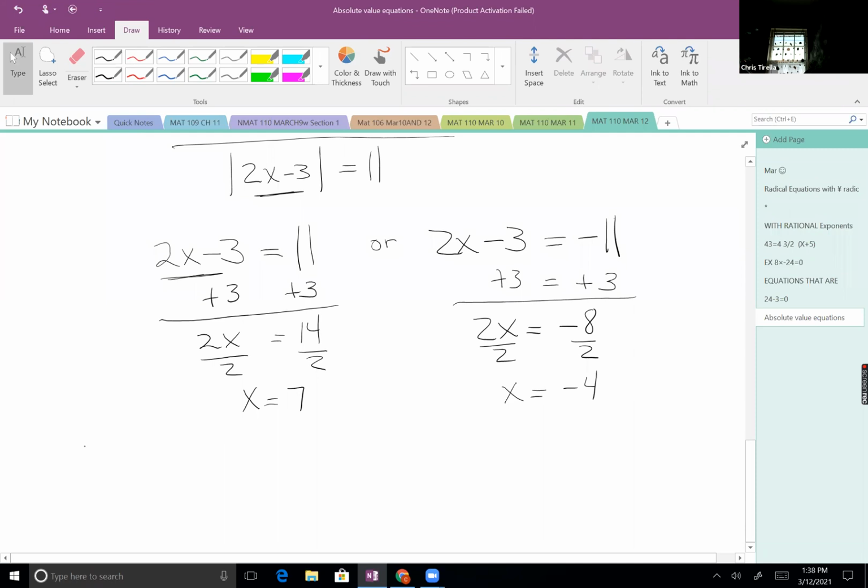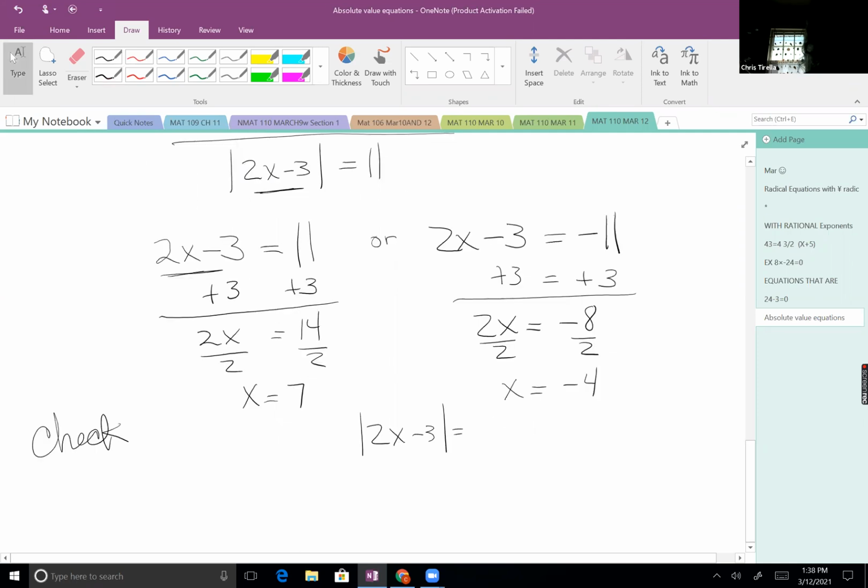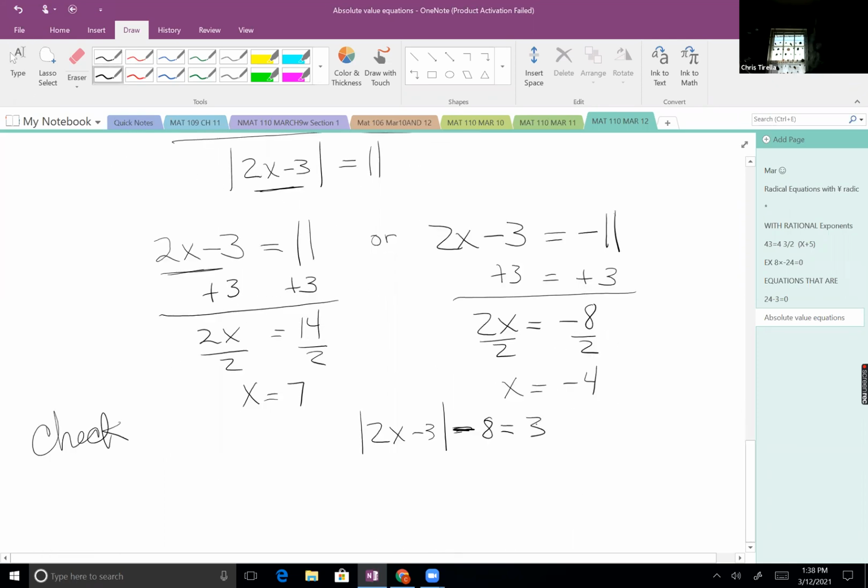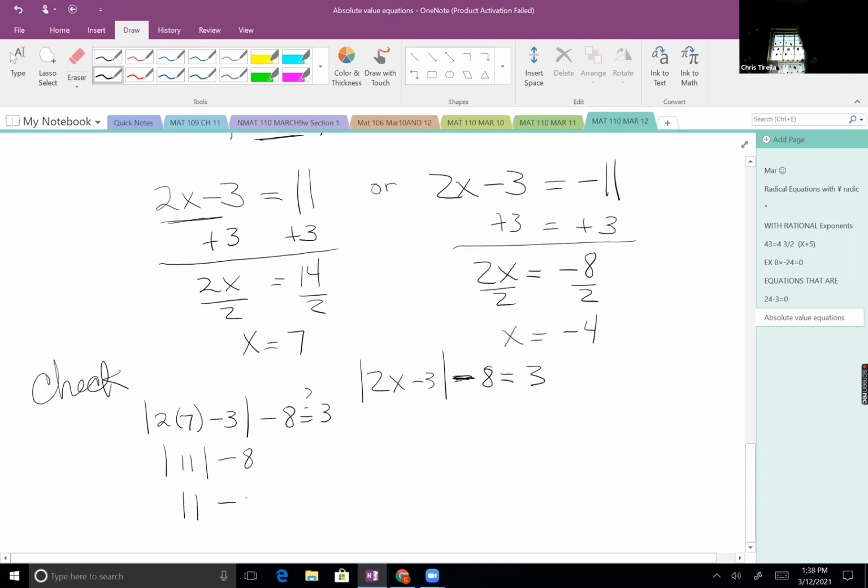So now when I check, the equation is the absolute value of 2x minus 3, minus 8, has to equal 3. So if I take the absolute value of 2 times 7 minus 3, then subtract 8 from that, do I get 3? Well, that's the absolute value of 14 minus 3 is 11, minus 8. The absolute value of 11 is 11, minus 8 equals 3, and it checks.